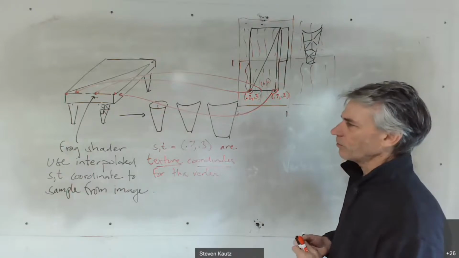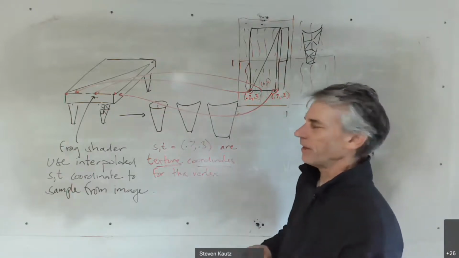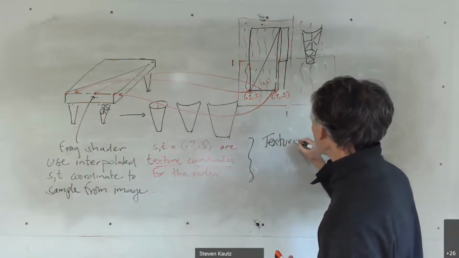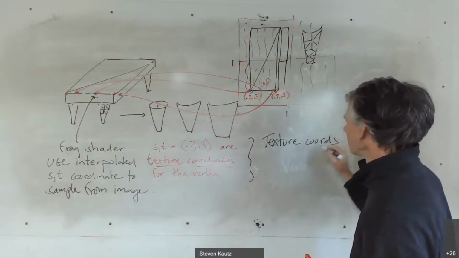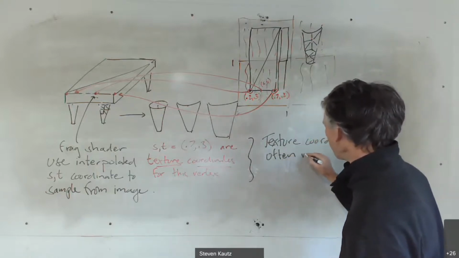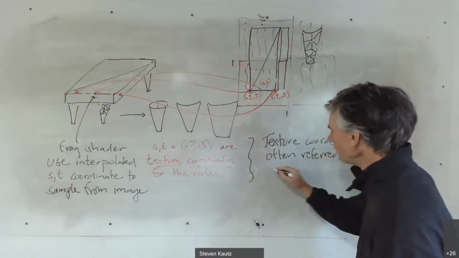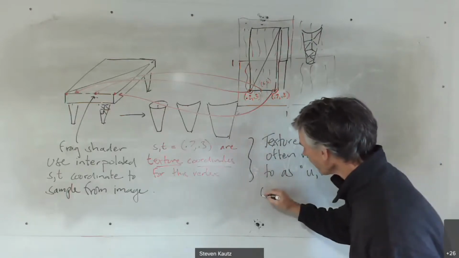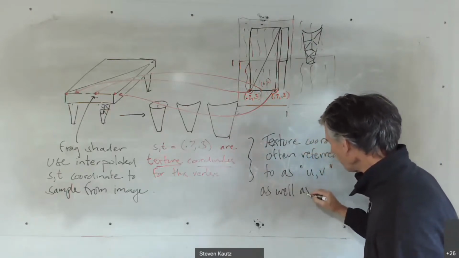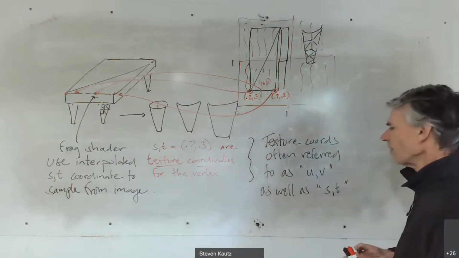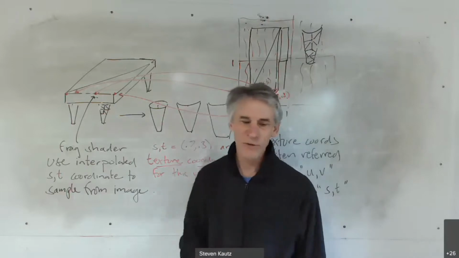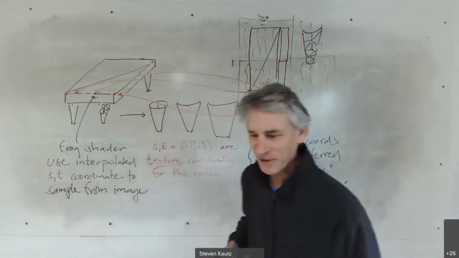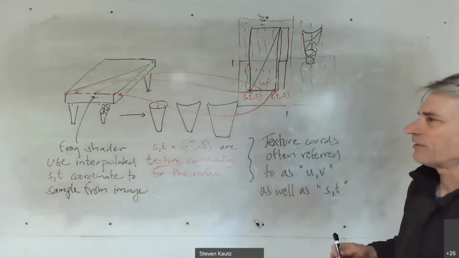I should point out, though, that when you look in other references, particularly in three.js, you'll find the texture coordinates are often referred to as U and V, as well as S and T. And in fact, I think in three.js you refer to the texture coordinates as the UVs for that reason. So it's a bit of notational nonsense we have to get used to.